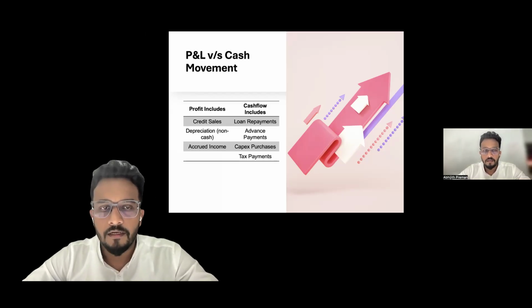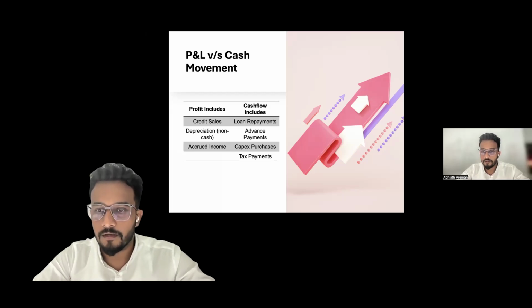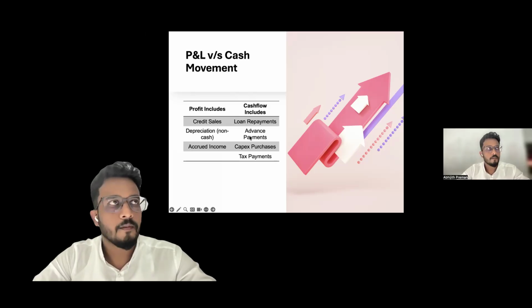Then tax payments. Again, tax payments can be part of profitability also. But if there are pending tax liabilities related to the previous year or something, those payments may not be part of profitability. Sorry, profitability. Okay.